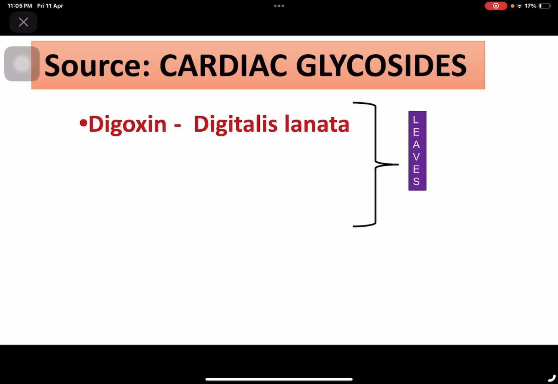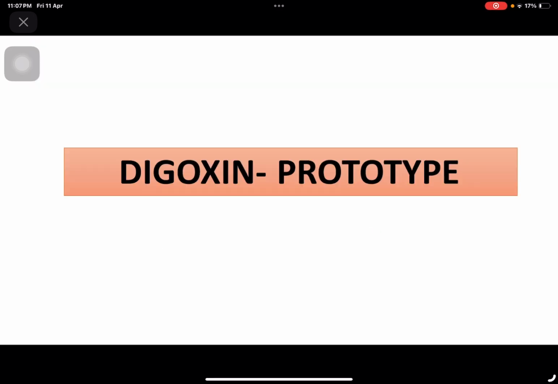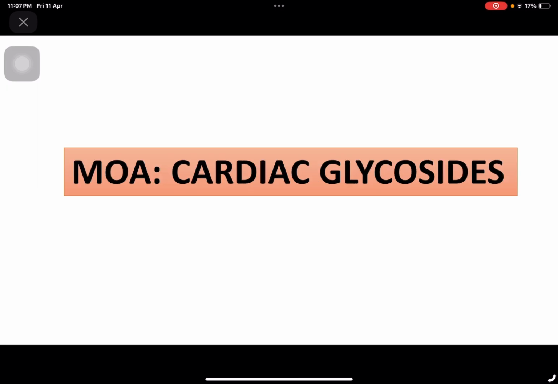Then comes the sources. Digoxin and digitoxin come from the Digitalis group. Ouabain comes from the Strophanthus gratus group of plants. Digoxin is the prototype drug, meaning it is the first line choice of drug for cardiac failure. Then MOA, the mechanism of action of cardiac glycosides.